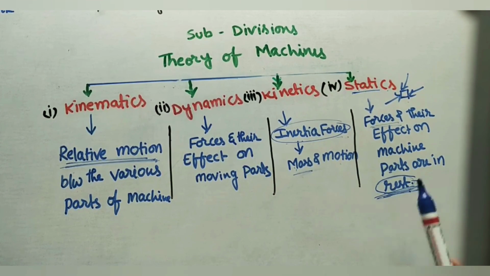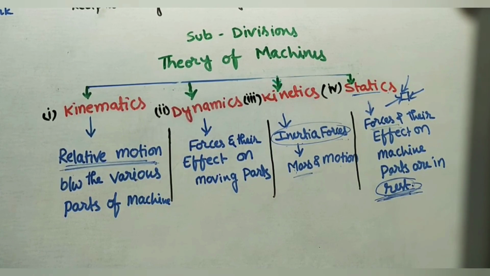So these are the important classifications of theory of machines. In the next class we will study simple mechanisms. In it we will study what a kinematic link is, what the types of links are, and what the difference between a structure and a machine is.